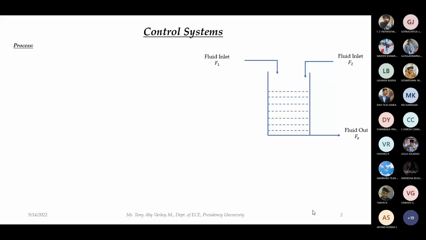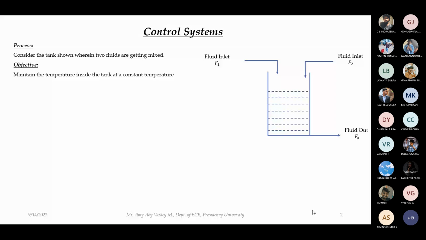So I have written here, consider the tank shown wherein two fluids are getting mixed. My objective is to maintain the temperature inside the tank at a constant temperature. Why? Because these two fluids will react together at a particular temperature only. So what I want is the temperature inside the tank to be at a particular constant temperature, say for example, 100 degrees Celsius. Then only the reaction will happen and you will get the desired output.